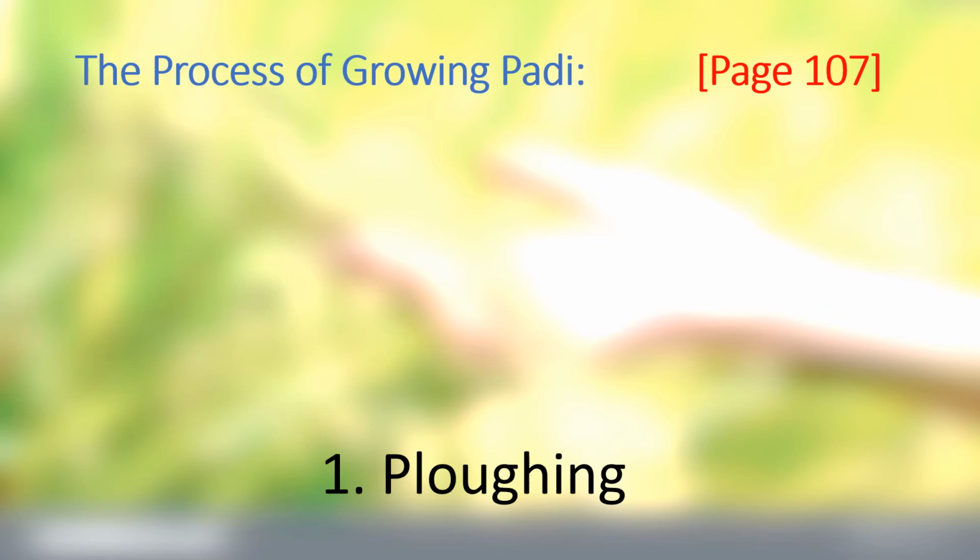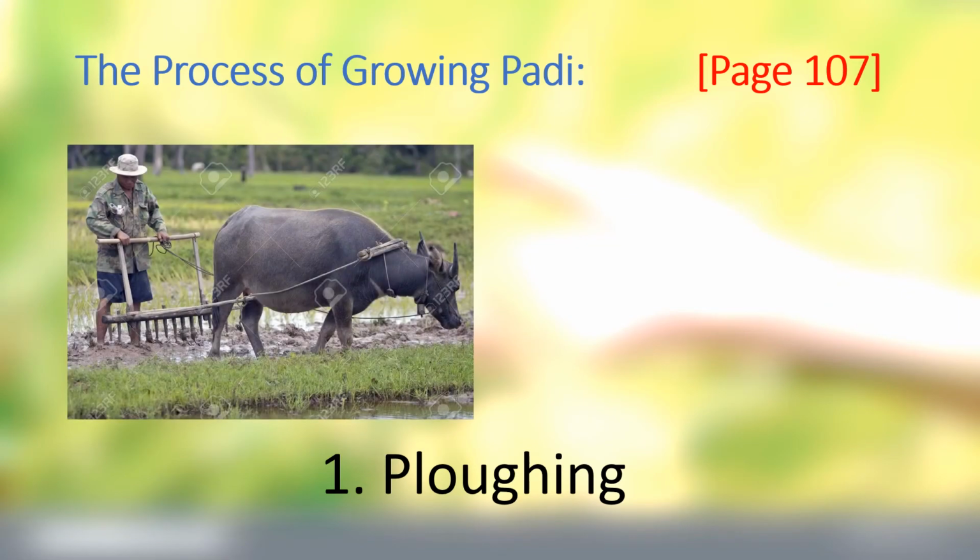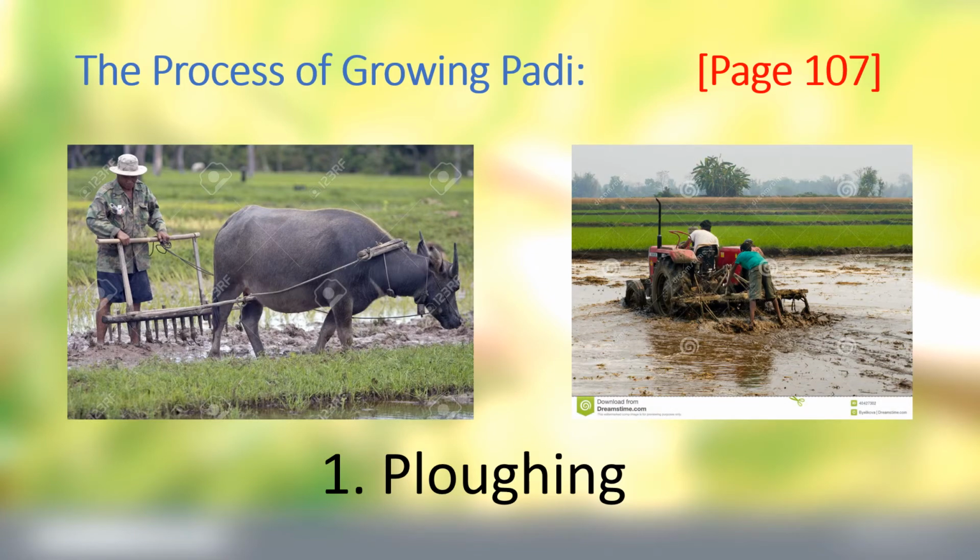Now, we are going to look at the process of growing paddy. The first process is plowing. Traditionally, they use water buffaloes. And today, they use machines. This process is to break the land and to prepare it for rice farming.